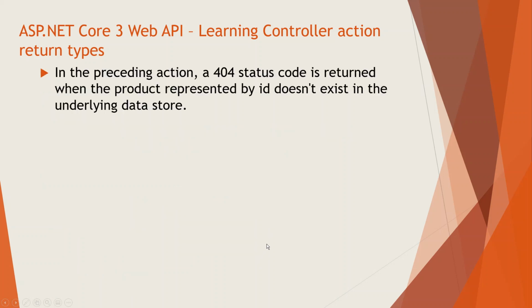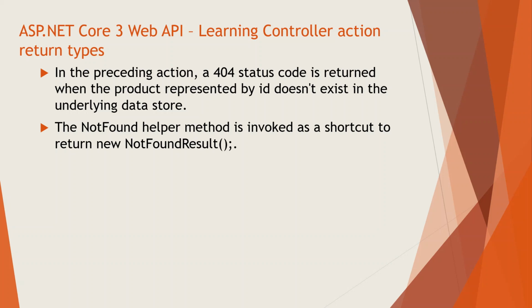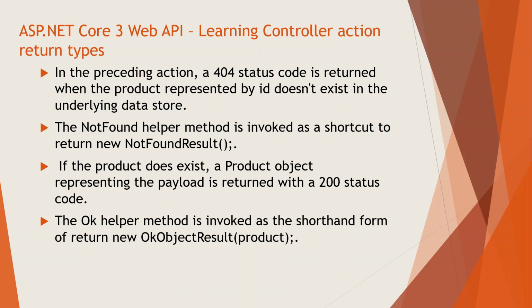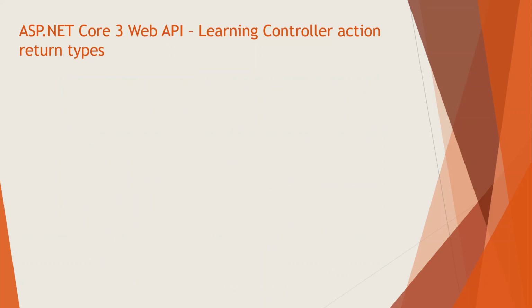Next is the explanation of what the code was. In the preceding action, a 404 status code is returned when the product represented by ID doesn't exist in the underlying data store, which I have already talked about. And the NotFound helper method is invoked as a shortcut to return new NotFoundResult. If the product does exist, a product object representing the payload is returned with a 200 status code, which I have already explained a few seconds back. And the Ok helper method is invoked as the shorthand form of return new OkObjectResult. All right.